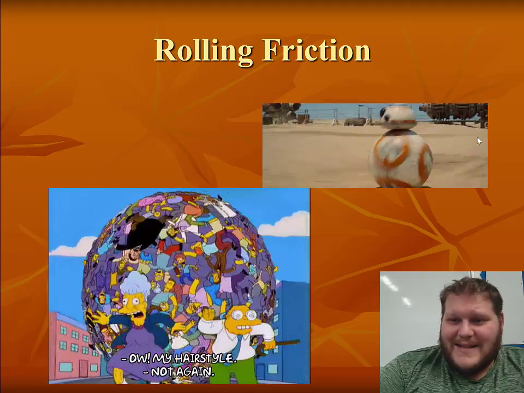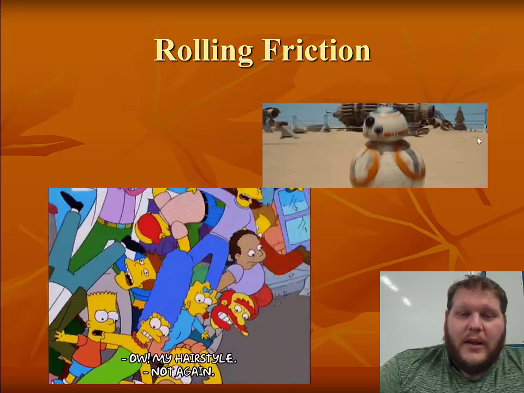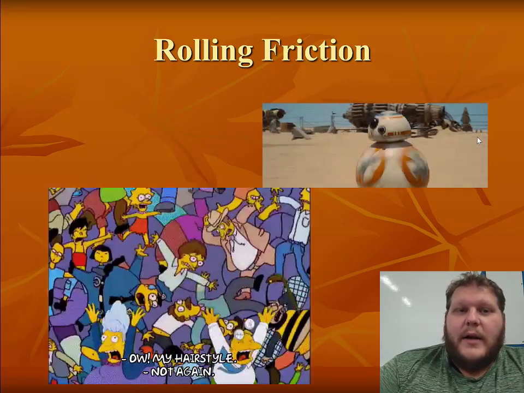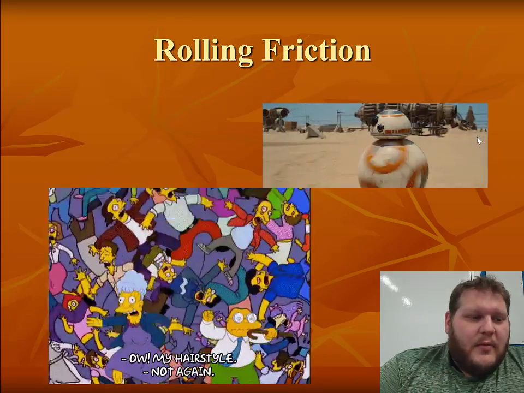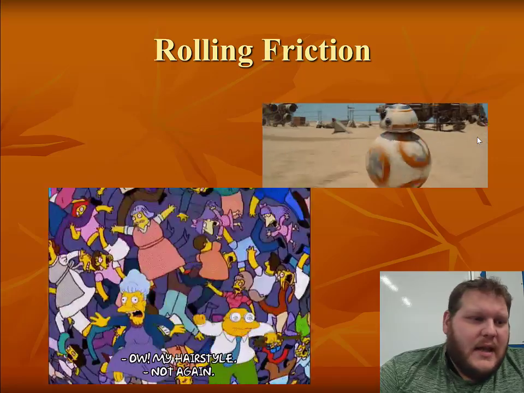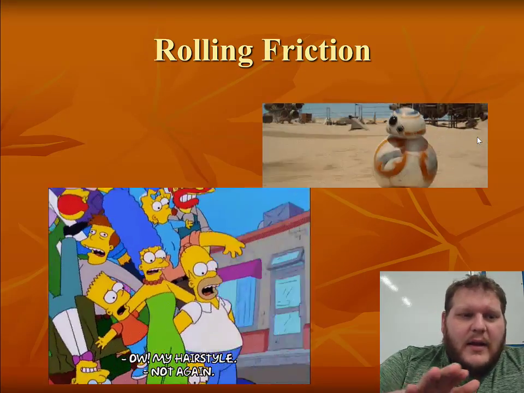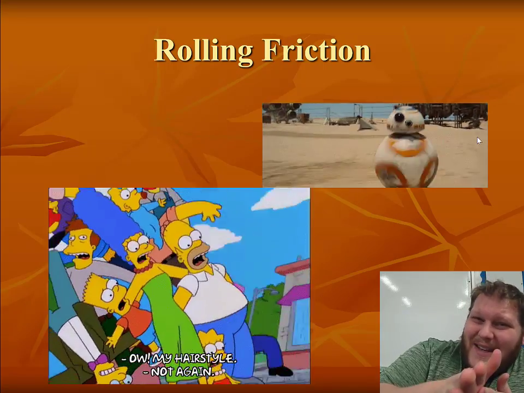Rolling friction, just like it sounds, is any kind of object that is rolling. It could be a ball. It could be a rolling pin. Anything that would roll and has a circular shape. This one is very closely related to static friction because it's a little harder to understand why something that's rolling would have any kind of friction, because it's not really sliding past and grinding at all.